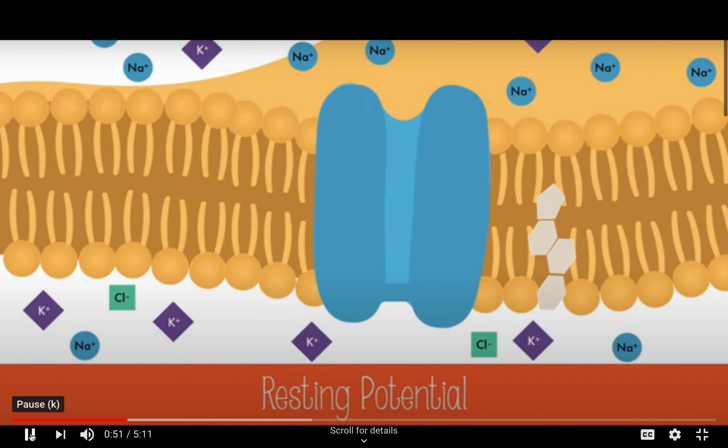At rest, when a neuron isn't firing, there's a high concentration of sodium ions outside of the cell membrane, and also a high concentration of potassium ions in the cytosol of the cell. The sodium and potassium channels are gated and closed. Because of the difference in number of sodium and potassium ions, as well as the presence of negative ions like chlorine, there's an overall negative internal charge of negative 70 millivolts.